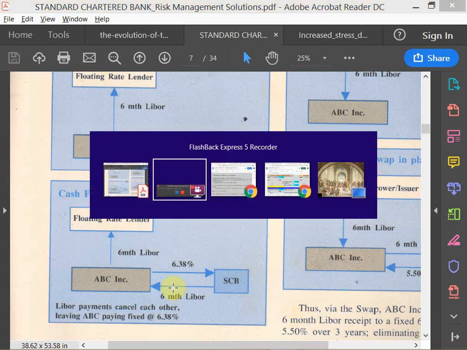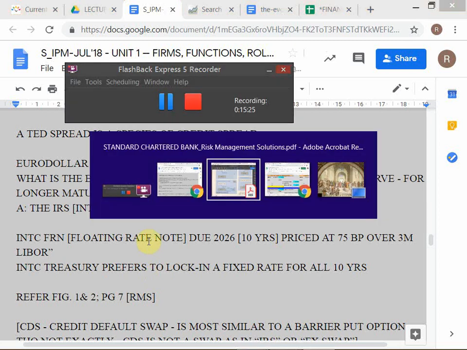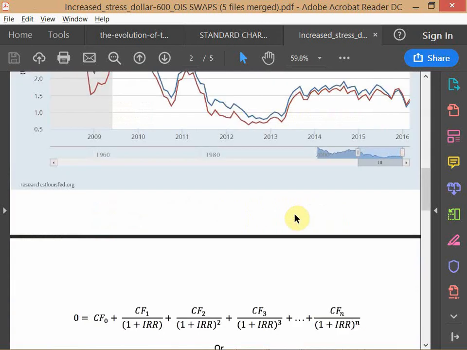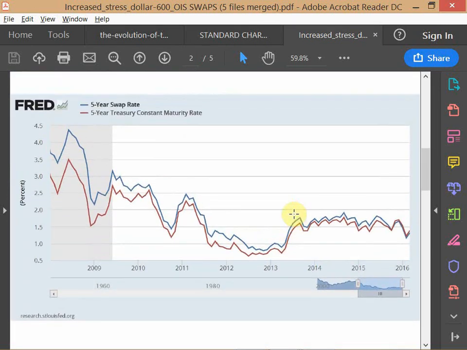Remember, IRS rates, if I can actually try and show you something here. The IRS rates, yeah, this is a chart from the St. Louis Fed website. So you can see here the 5-year swap rates, it fits our example. IRS rates tend to move with the treasury rates, more or less. Theoretically, the IRS rate should be higher or lower than the treasury rate? Some are saying higher, some are saying lower.